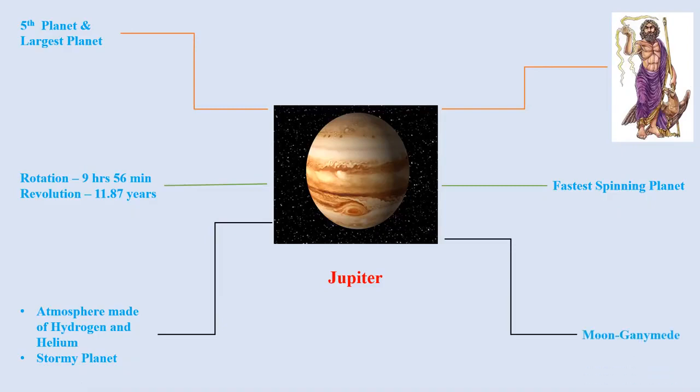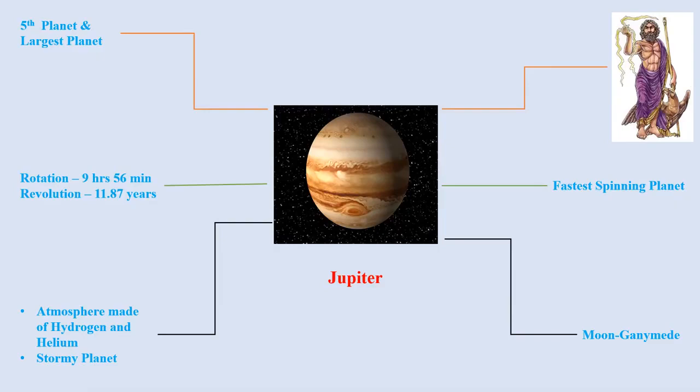Students, like our Earth has a natural satellite, the Moon, even Jupiter has natural satellites such as Ganymede and Callisto. It has the largest number of natural satellites, that is 67, and Ganymede is the largest of the satellites that it has.